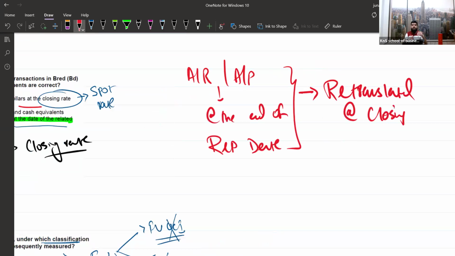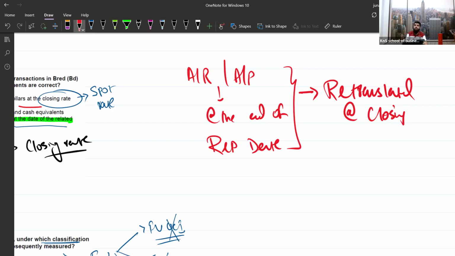Remember, there are different rates. The one is the historic rate. The historic rate is the rate at which the asset was purchased. It means the rate of the dollar at the time of purchase. This is also known as the spot rate. While we were purchasing the asset, the spot rate was this. So that is known as the spot rate or the historic rate.